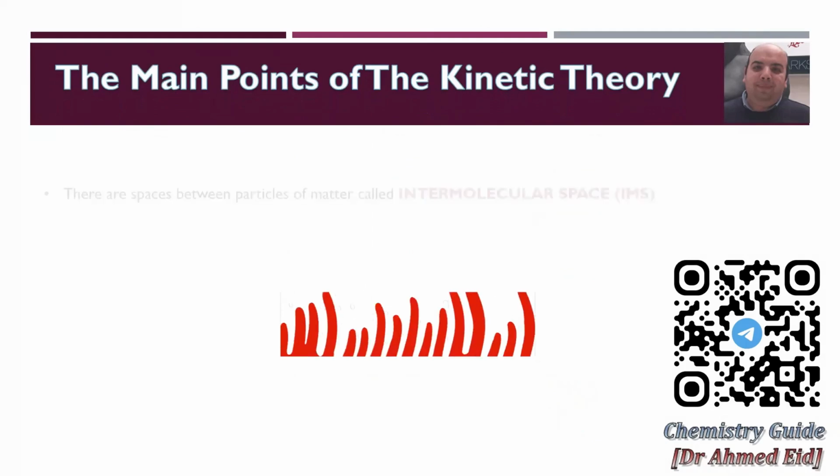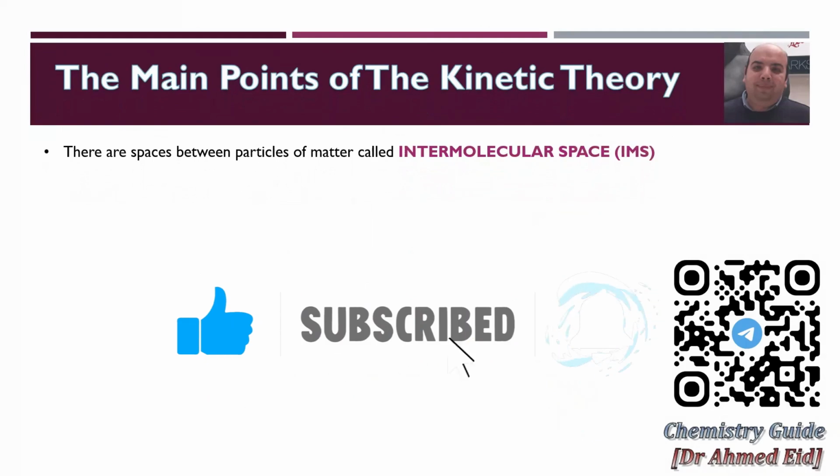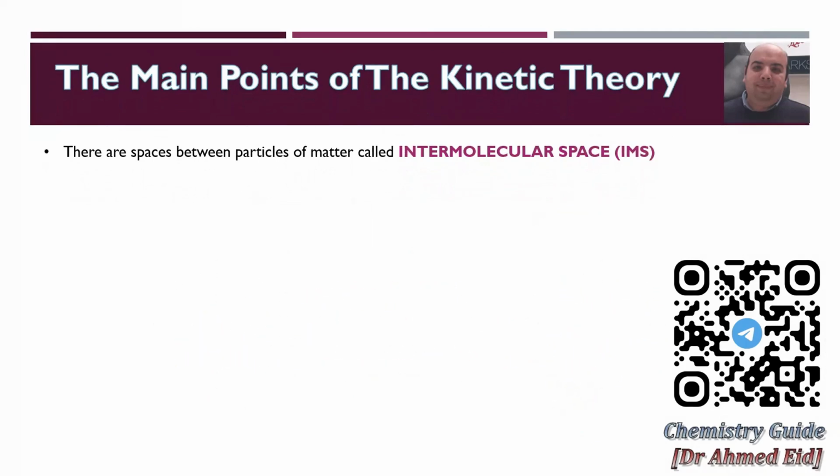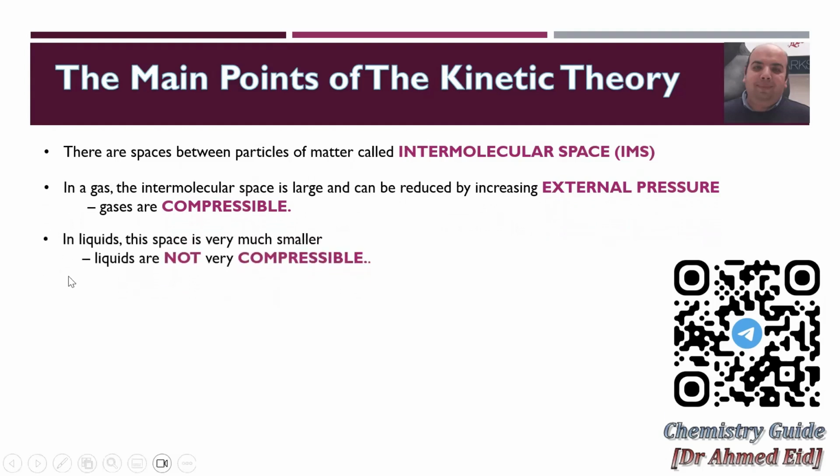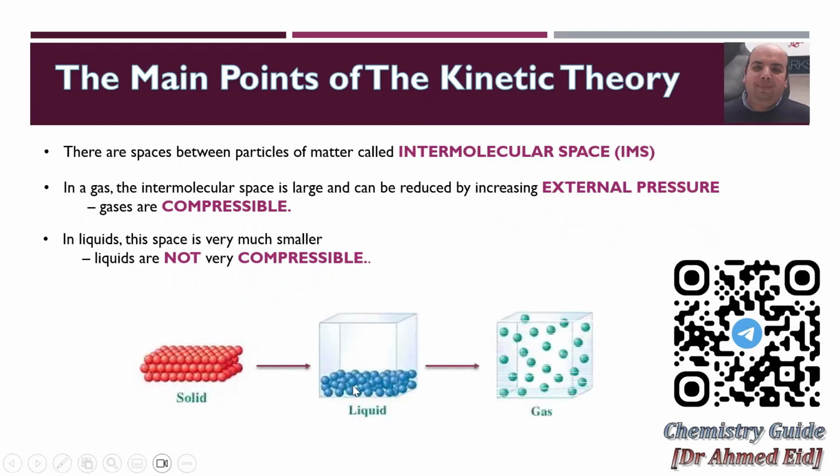Another key concept is intermolecular space, which refers to the space between the particles of matter. In gas, the intermolecular space is large and can be reduced by increasing external pressure. So we can say that gases are compressible, the most compressible form of matter. While in liquid, this space is very much smaller, so liquids are not easily compressed. Solid, liquid, and gas.